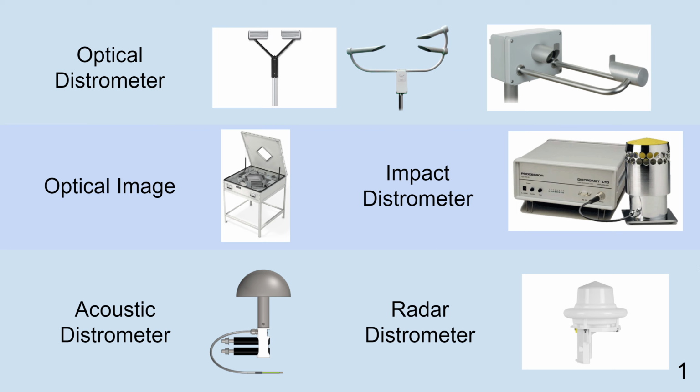There are many types of disdrometer now on the market using different techniques, like optical, impact, acoustic, and radar. They all have different advantages, but they are more high-end products, which means they cost a lot for good quality. So we want to develop a disdrometer that is low cost and still has decent accuracy.